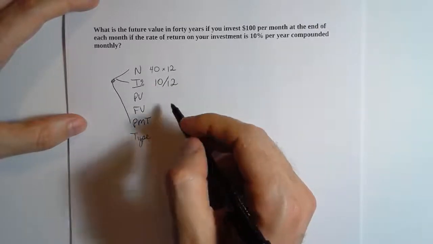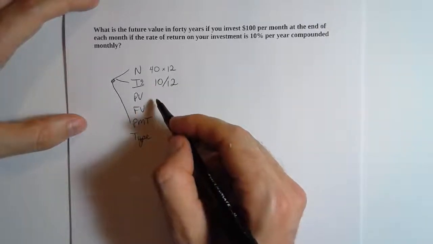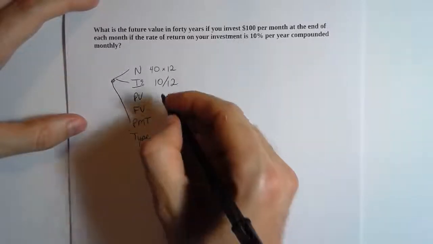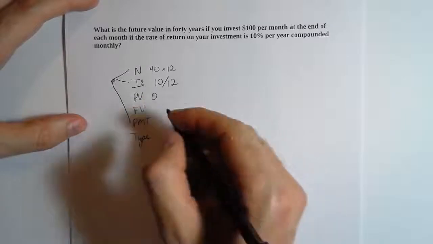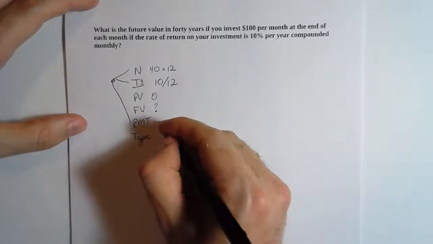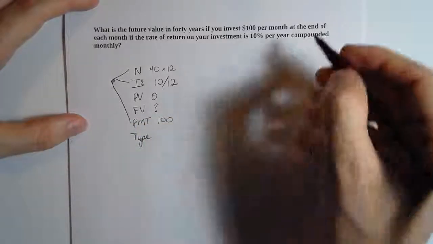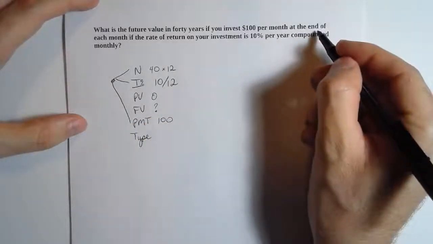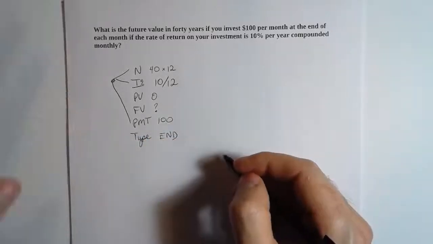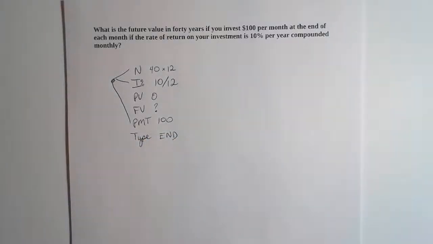Present value would be if you actually started with some money today. And apparently, according to this problem, you're broke, so we don't have any money today. So present value is 0. Future value is what we're trying to find. Payment will be $100, and since you're saving at the end of each month, type will be end. Let me give you a moment to pause the video and try it out and see how you do.